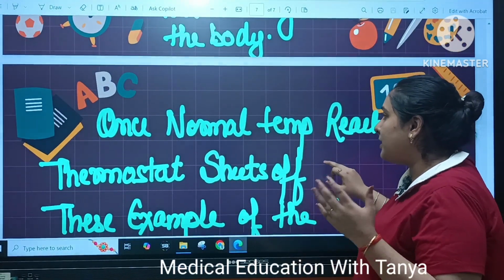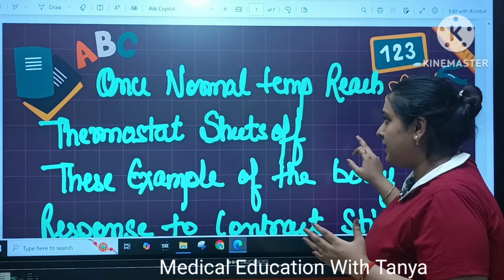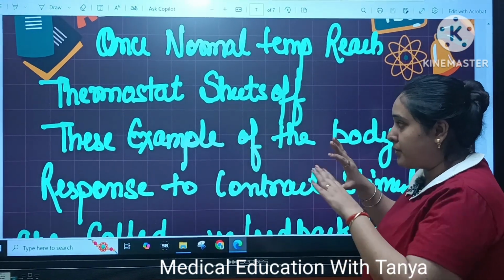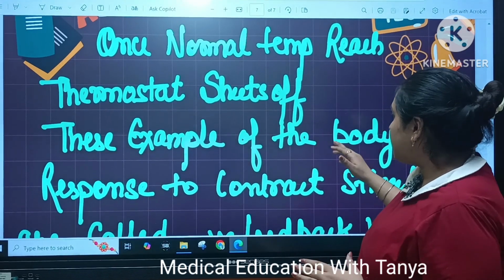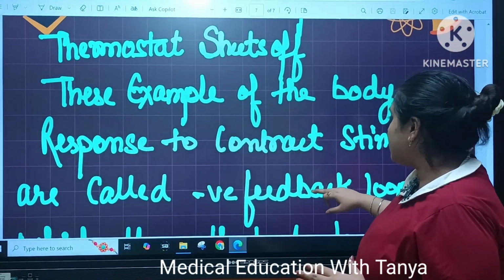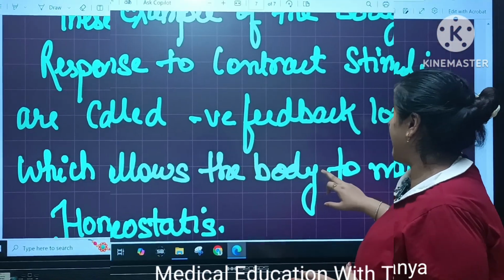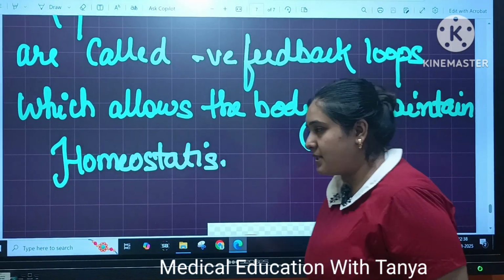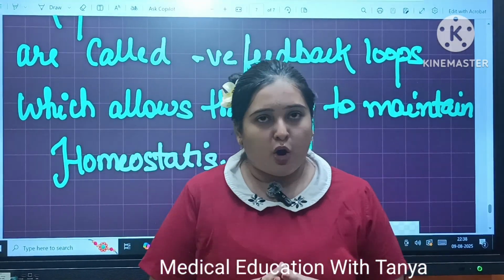Once the normal temperature is reached, the thermostat shuts off. So this example of the body's response to counter the stimuli is called a negative feedback loop, which allows the body to maintain homeostasis. So that's it about homeostasis.